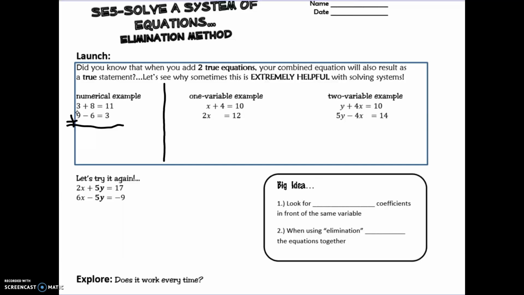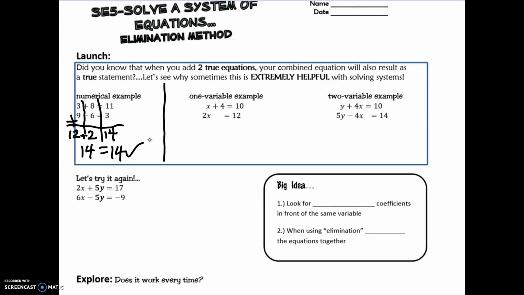However, if I looked at this system of equations vertically, I'm going to add them using columns. So 3 plus 9 is 12. 8 minus 6, or 8 plus -6, is 2. And 11 plus 3 is 14. If we look, now our equation is just one equation combined from two different equations. And we get that 12 plus 2 is 14, which in fact is still a true statement because 14 is equal to 14.